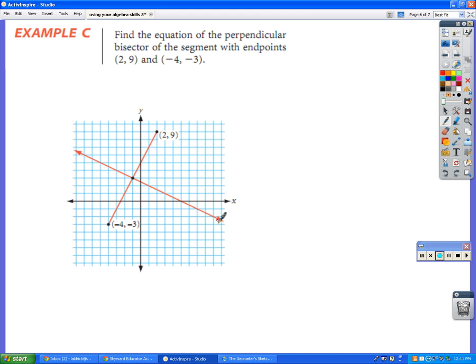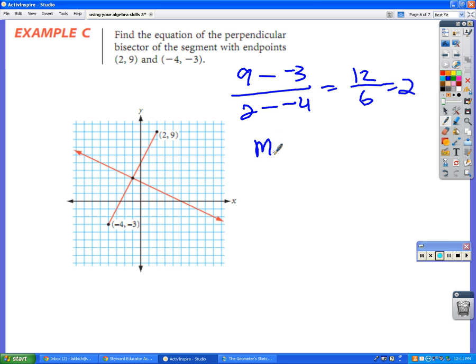Okay? So if I go y2, 9, minus y1, -3, divided by x2, which is 2, minus x1, which is -4, that will give me 12 over 6, or 2. So if the slope of my original segment is 2, what is the slope of the perpendicular bisector? -1/2. Okay? All right, and then unfortunately this one right here, it's not clear where it crosses the y-axis. Just hang with me for just about 30 seconds more, okay?